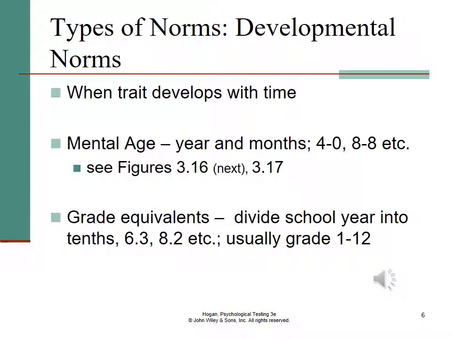Developmental norms are used when a trait develops with time. For example, achievement or intelligence are traits that develop with time. It's easy to understand if a person says that somebody is functioning at a 10-year-old level, or if they're at a 4th grade level. We instinctively have an idea of what that means.